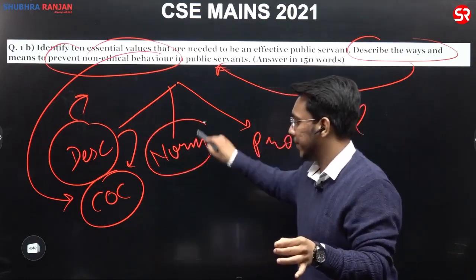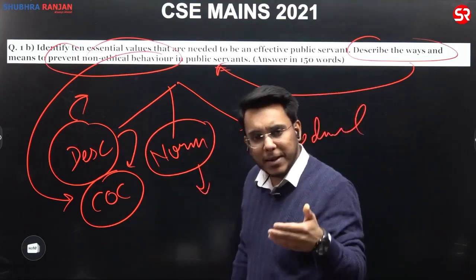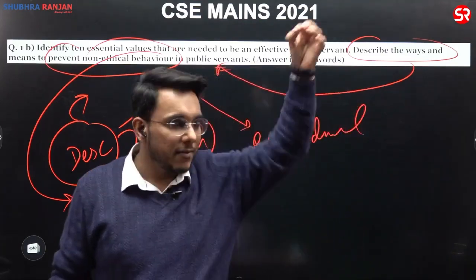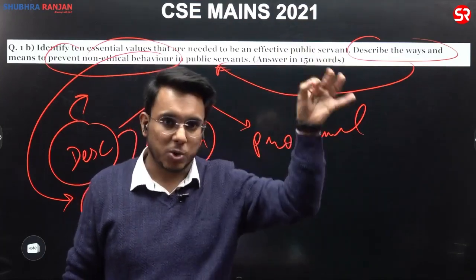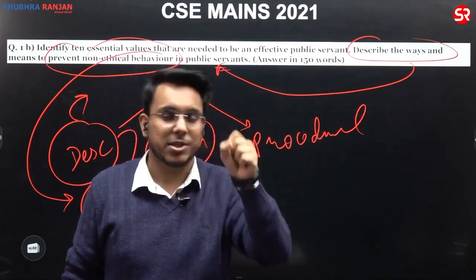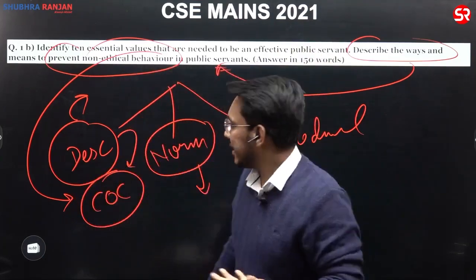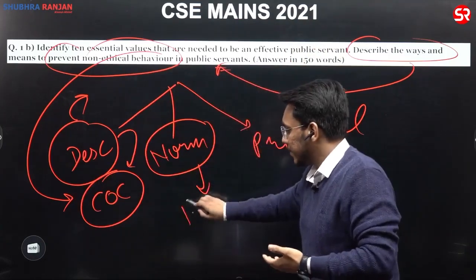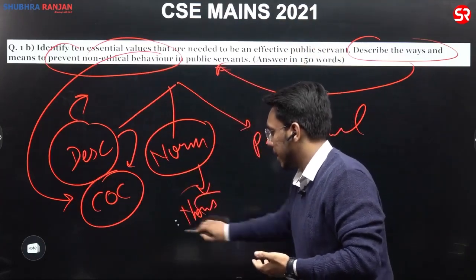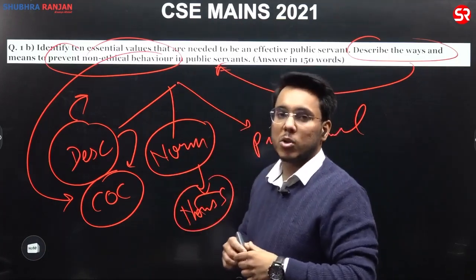Then in the normative way, what is this normative way? One is giving you a descriptive list of do's and don'ts. Do this, do this, do this, don't do this, don't do this. This descriptive list is there. But sometimes teaching them certain norms also becomes important.